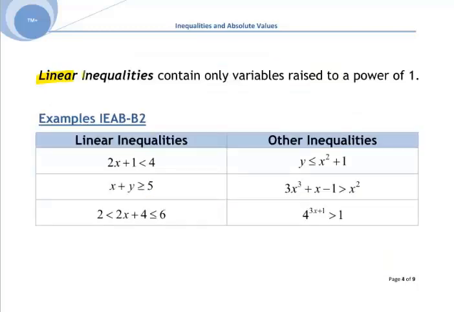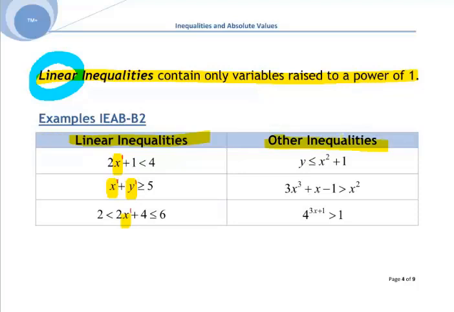Now linear inequalities contain only variables raised to the power of 1. So the key is that they're linear, just like linear equations only contain variables raised to the power of 1. So in the first column here, I have linear inequalities. They're linear because all the variables have a power of 1. Okay, we don't write that power of 1, it's assumed. In contrast, for the other inequalities, we can look here, we have an x squared, x cubed, x squared. Here the power is actually with an x in it.